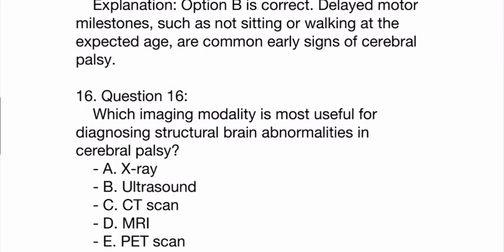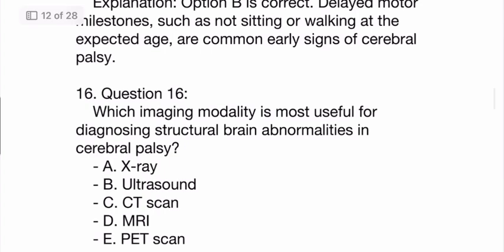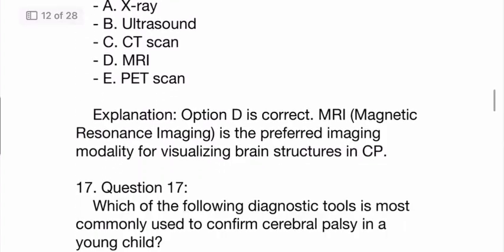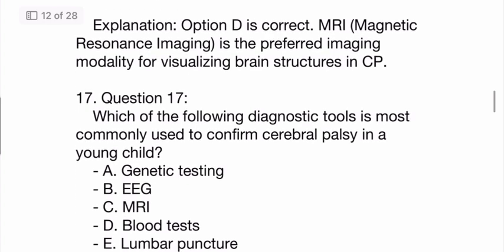Question 16. Which imaging modality is most useful for diagnosing structural brain abnormalities in CP? A. X-ray. B. Ultrasound. C. CT scan. D. MRI. E. PET scan. So with CP, you go with an MRI, and if you're dealing with preterm infants, you go with a cranial ultrasound.